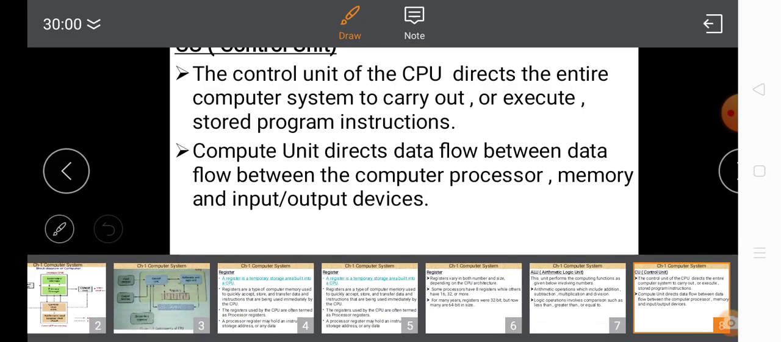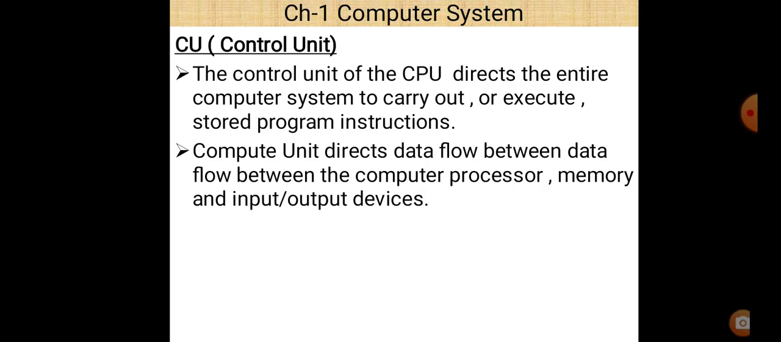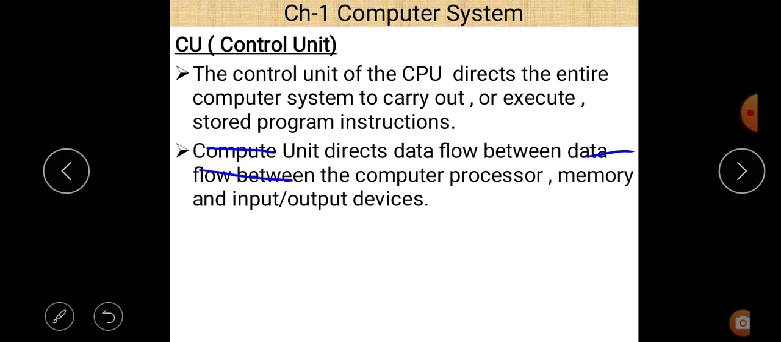So I think there are some mistakes here. First of all, it is a control unit. Next thing is, it is written two times, between data flow. So control unit directs data flow between the computer processor, memory, and input output devices.